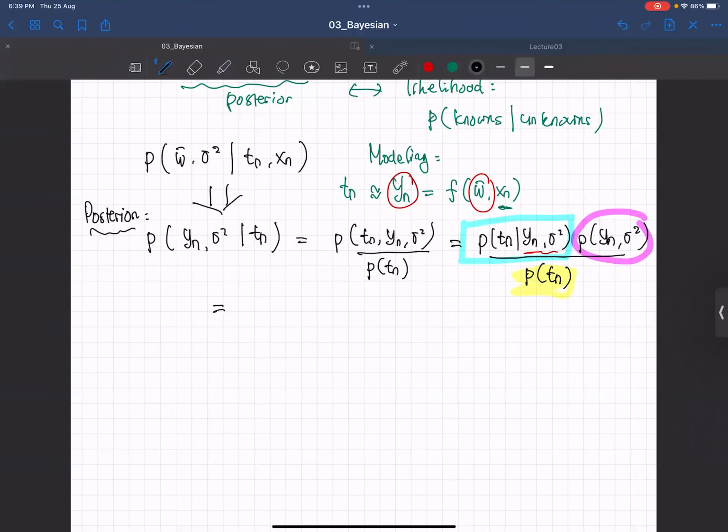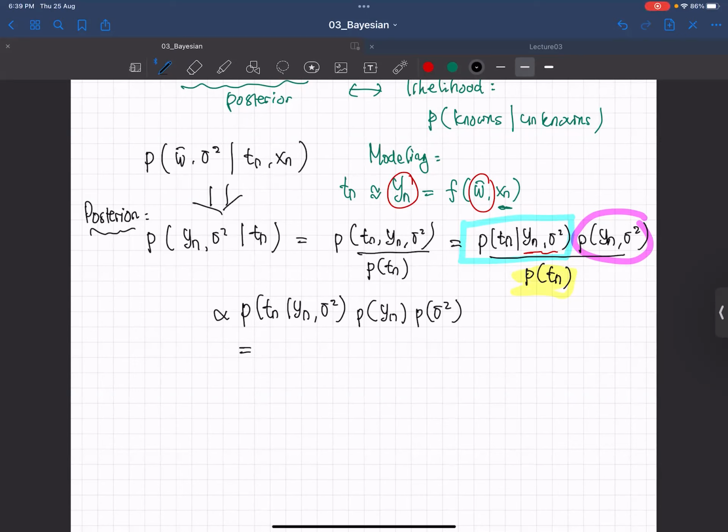So this one then equals P of Tn. I just removed the evidence. So this one is proportional, right, to P of Tn given Yn, sigma square. Now, to make our life easier, we assume that Yn, your curve, is independent from noise. Noise here is sigma square. Regardless of the noise, it doesn't have any direct correlation with your prediction, Yn. So in that case, we just split them because they are independent from each other. Is that correct? Yeah, it's correct.